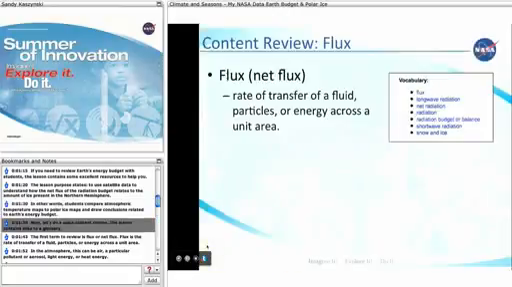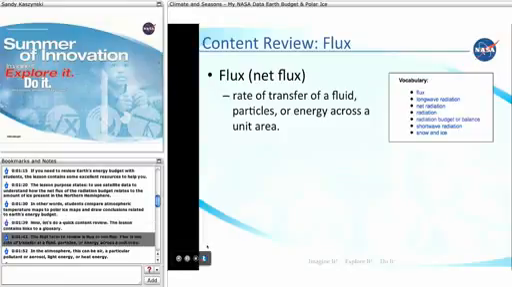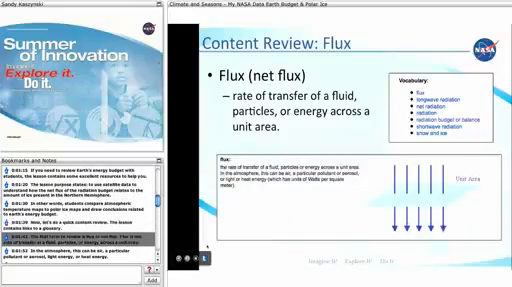Now let's do a quick content review. The lesson contains links to a glossary. The first term to review is flux, or net flux. Flux is the rate of transfer of a fluid, particles, or energy across a unit area.